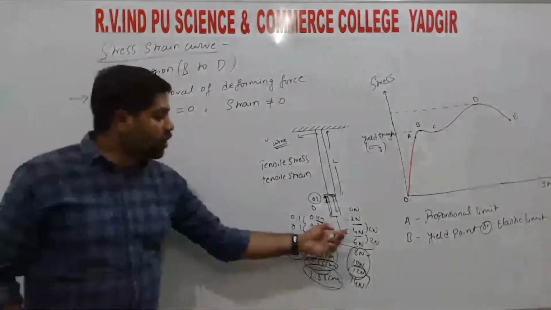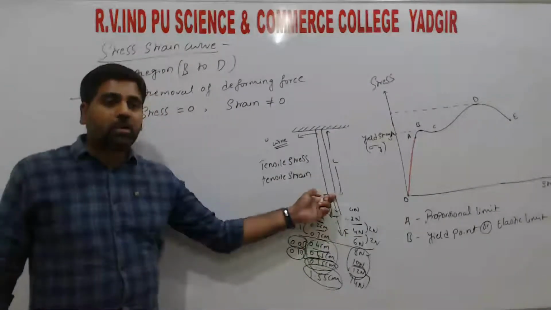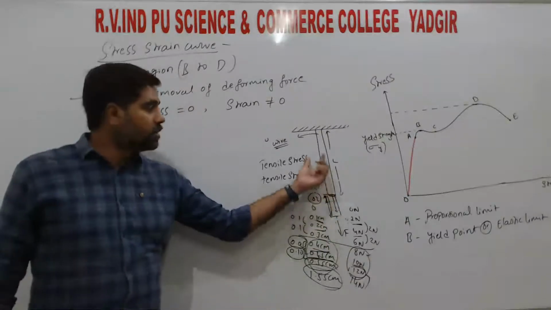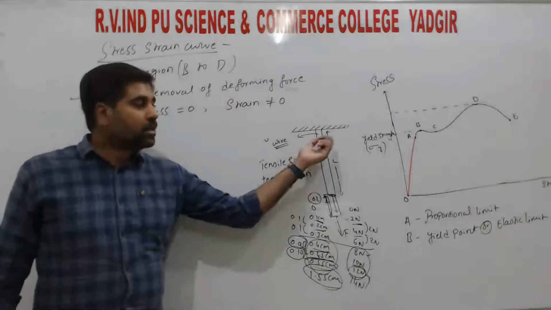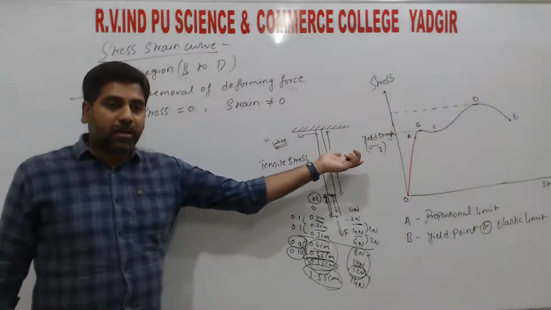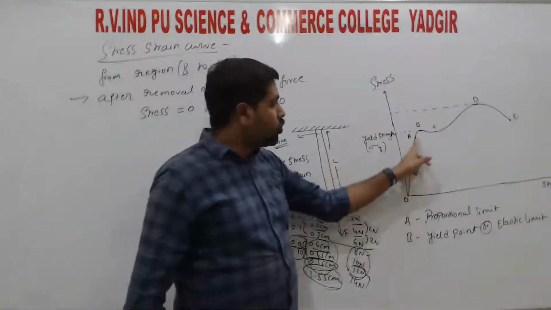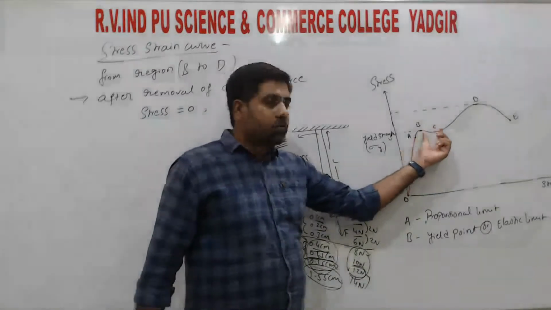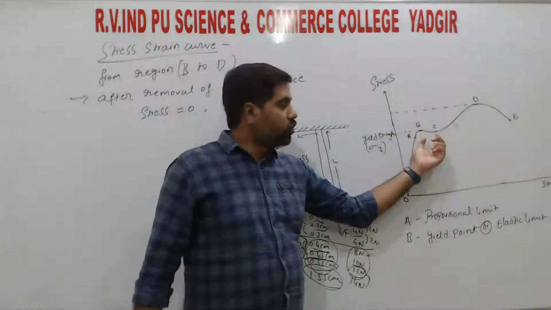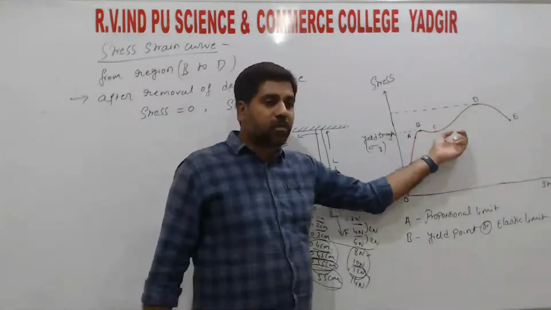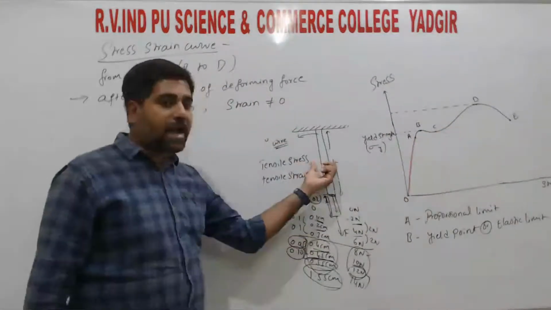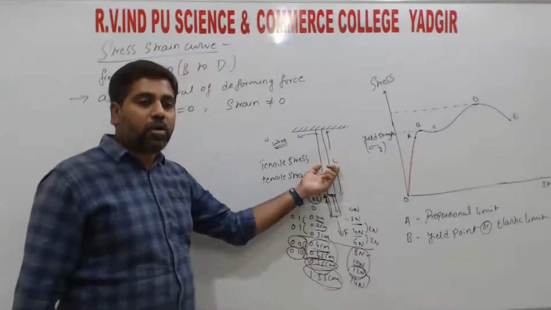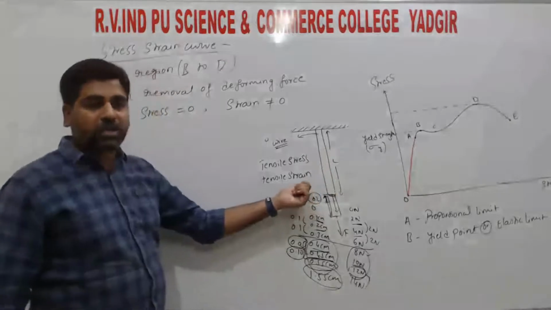So that means it will not go back to its original configuration, right? Then the wire behaves as a plastic material. In the region O to A, it behaves with the elastic property. After the removal of the deforming force here, it will not get back to its original configuration. So the wire behaves as plastic, which means it will not regain its original configuration, right?